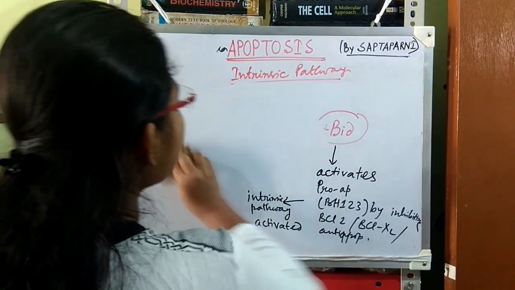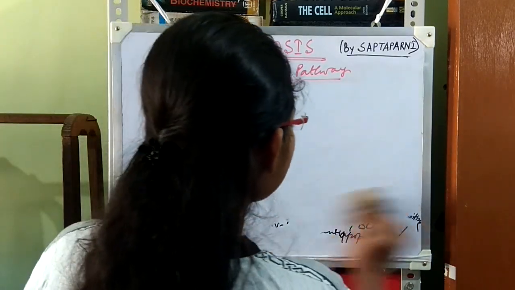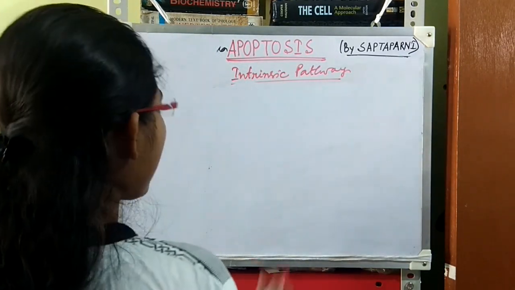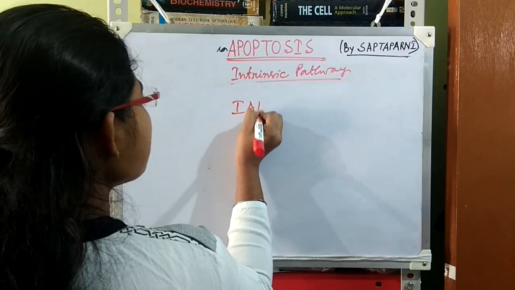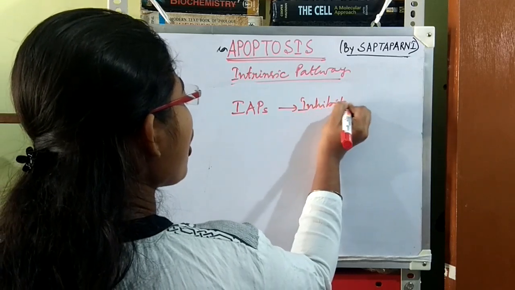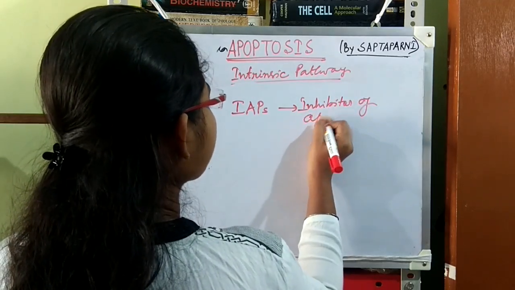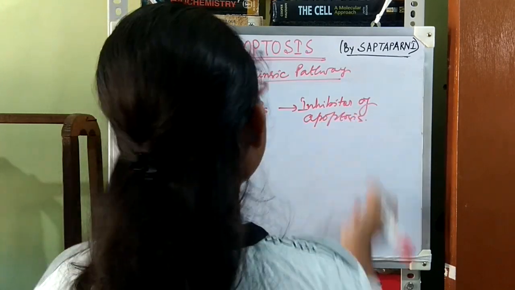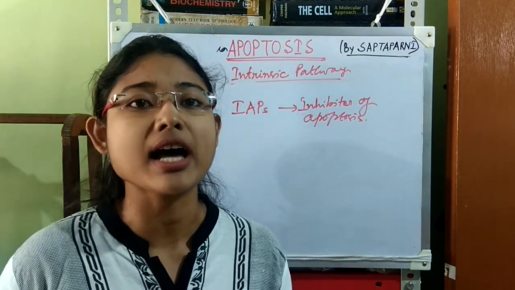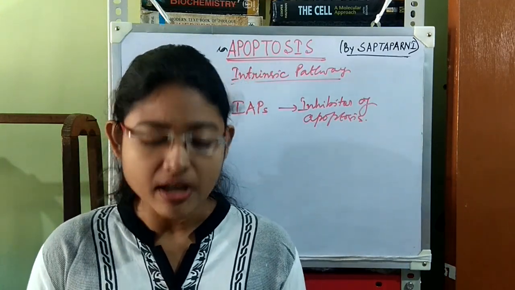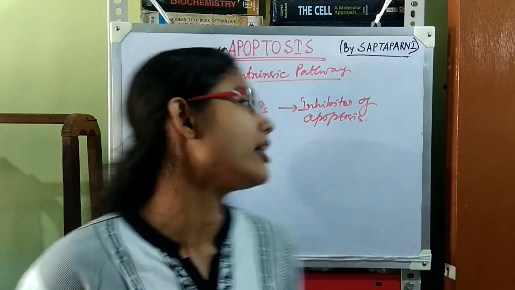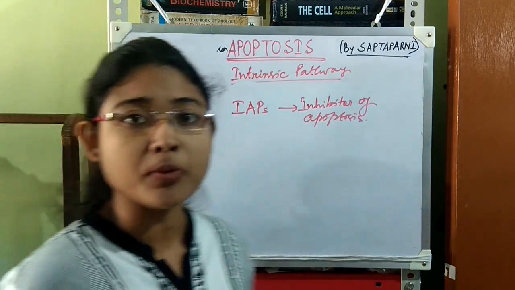Now, besides this BCL2 family of proteins, there are other types of regulatory proteins in our body. Those are known as IAPs, that means inhibitors of apoptosis. They were first found in Drosophila. Whenever a Drosophila is affected by baculoviruses, the baculovirus tries not to kill its host cell. That is why they form this IAP, or inhibitor of apoptosis.